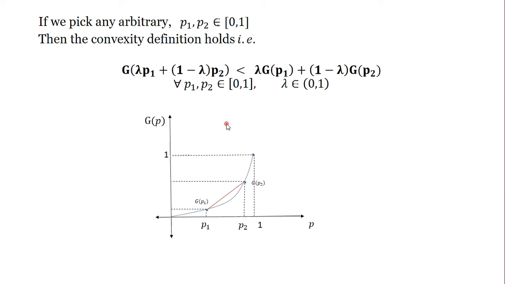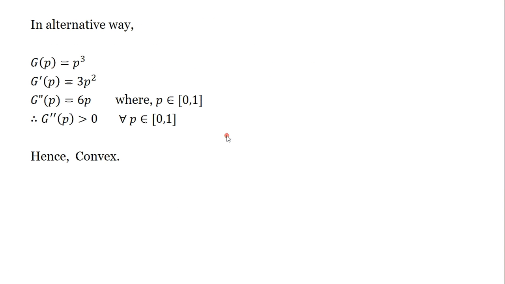The alternative approach is the calculus approach, which we have done in undergrad. Our function is g of p equal to p cube. First differentiate: 3p squared. The second order derivative is 6p. Now 6p is strictly positive for all p values from 0 to 1, so hence convex.